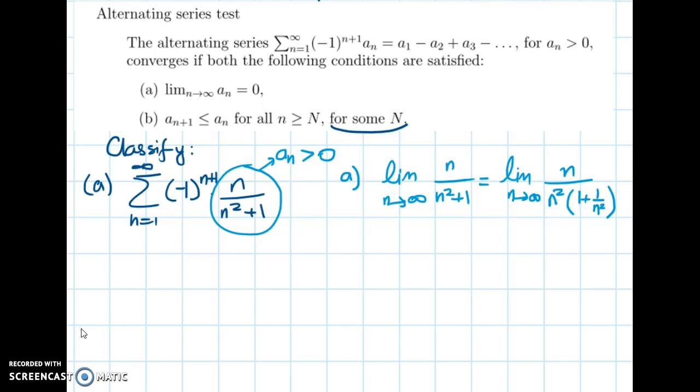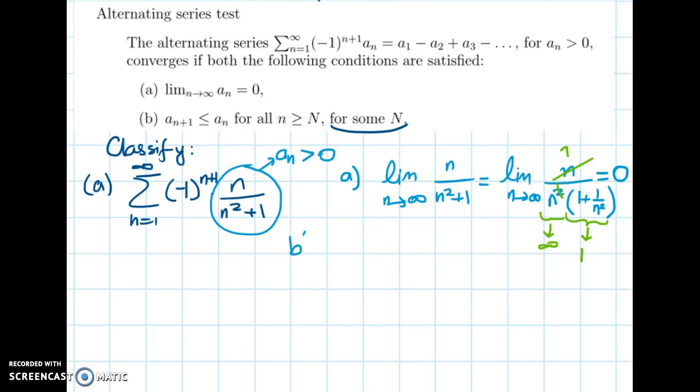And then that means that we can cancel one copy of n in the numerator and the denominator. And then we notice that this second factor in the denominator is approaching 1. And this is approaching infinity. And we just have 1 in the numerator, so this is approaching 0. So the first condition is verified.